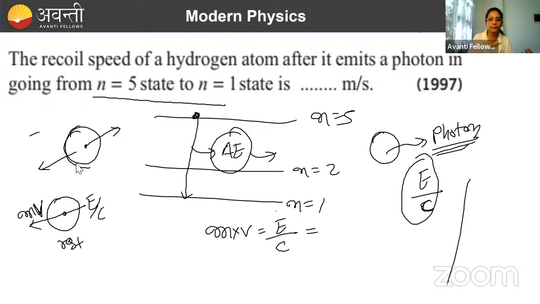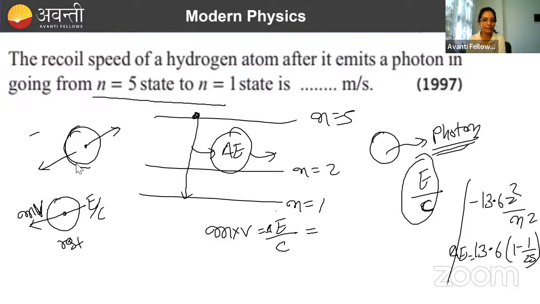We already know the energy in nth orbit: minus 13.6 z square by n square. Since this is a hydrogen atom, z will be 1 only. So what n value will you take? It is jumping from 5 to 1. So you will calculate it. The value of delta E will be 13.6 times 1 minus 1 by 25. This will be your delta E. Delta E by c, whatever energy it is releasing. c is 3 into 10 to the power 8.